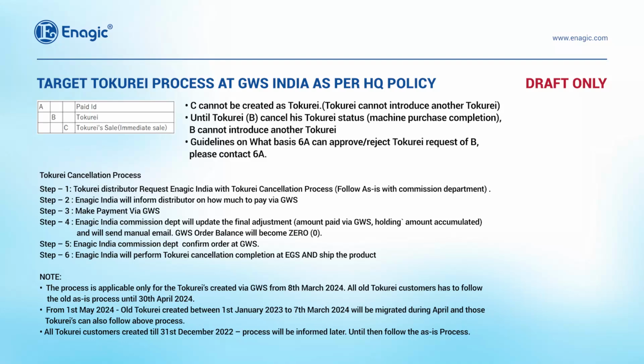All old Tokure customers have to follow the old as-is process until 30th April 2024. From 1st May 2024, old Tokures created between 1st January 2023 and 7th March 2024 will be migrated during April, and those Tokures can also follow the above process. For all Tokure customers created till 31st December 2022, the process will be informed later. Until then, follow the as-is process.